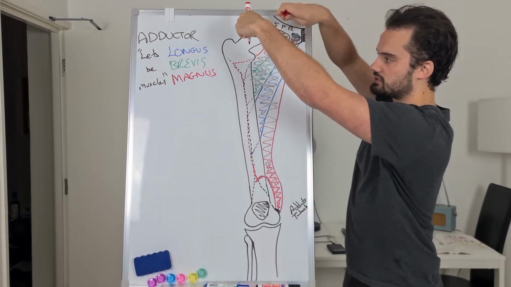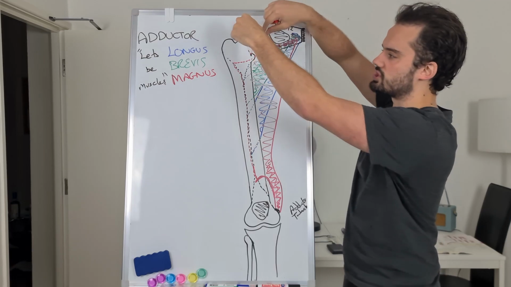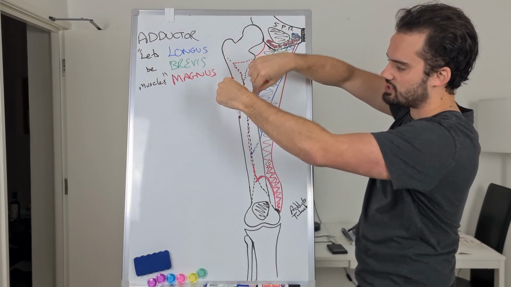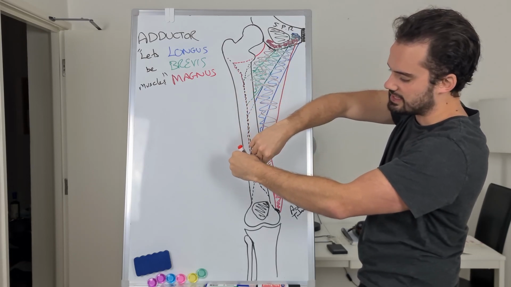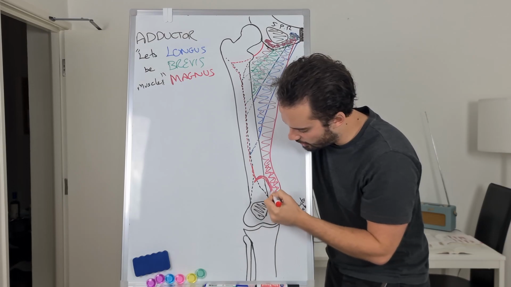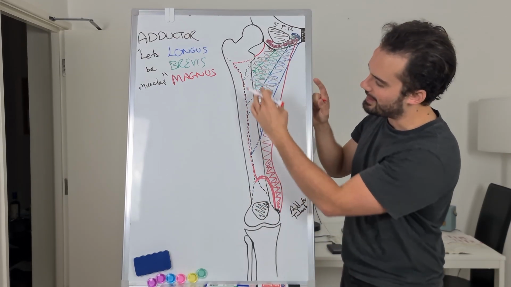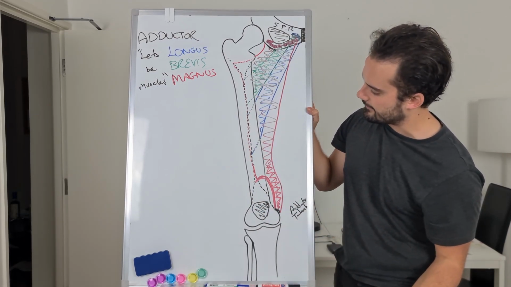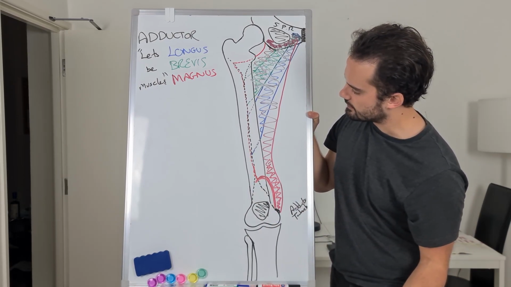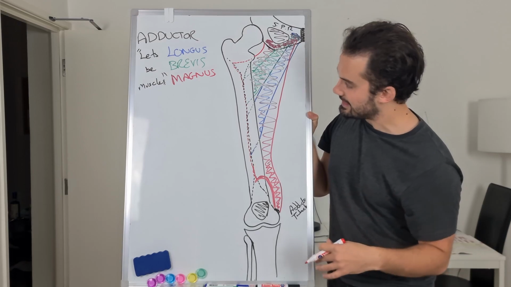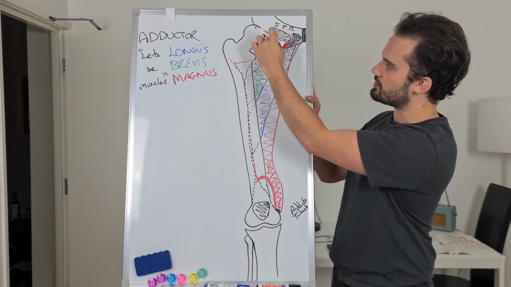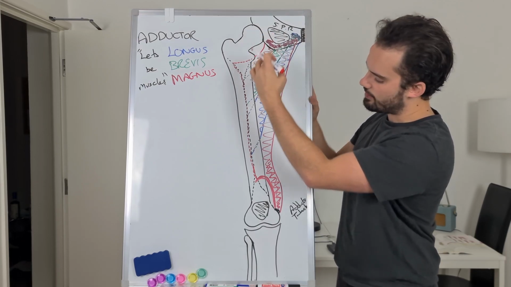You've got all of these vessels and structures coming down the front of the thigh. Eventually they need to go behind the knee joint, and the way they do that is they dive through this hole that is made by adductor magnus, by this archway here. Okay, so that's adductor magnus coming off the entire inferior aspect of the ischiopubic complex.